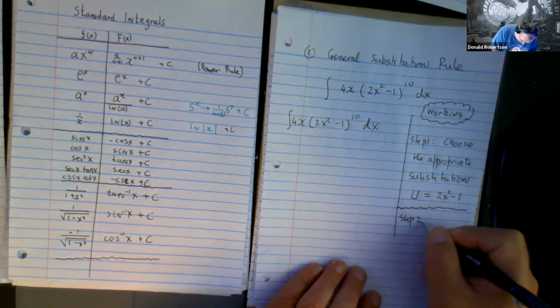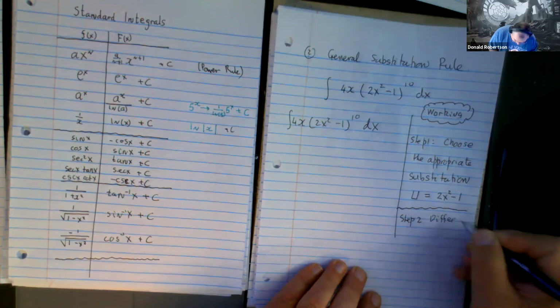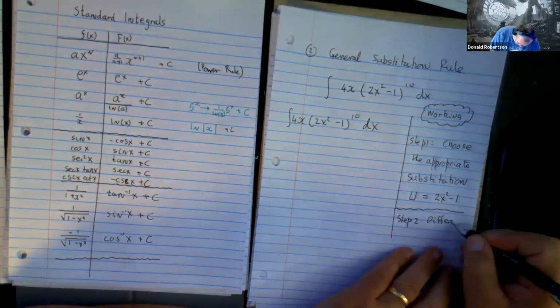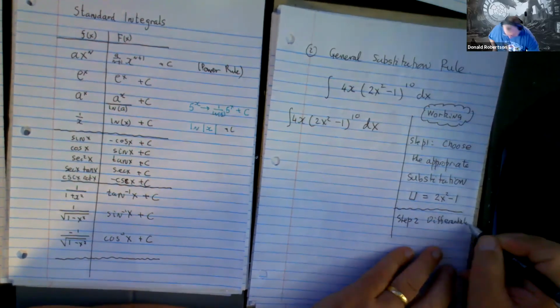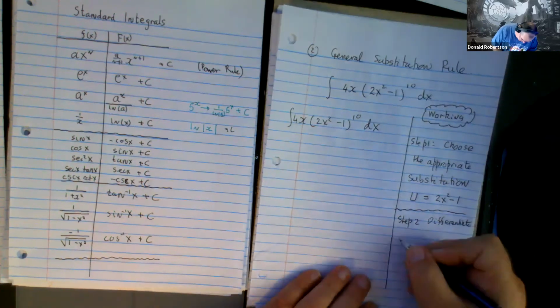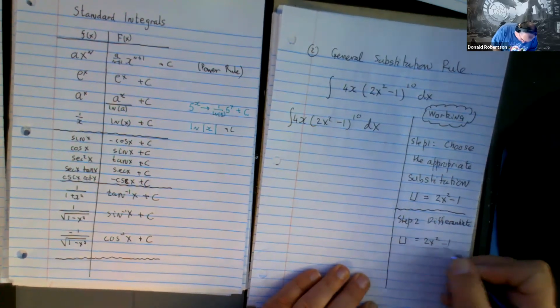Step 2 is to differentiate. That's a hard word to spell. Differentiate. Show you what that looks like. U equals 2x squared minus 1.